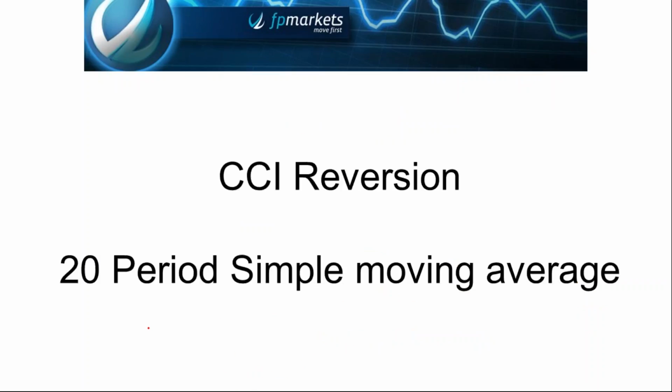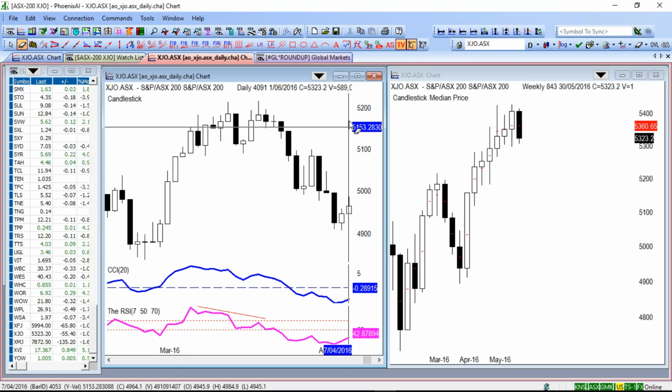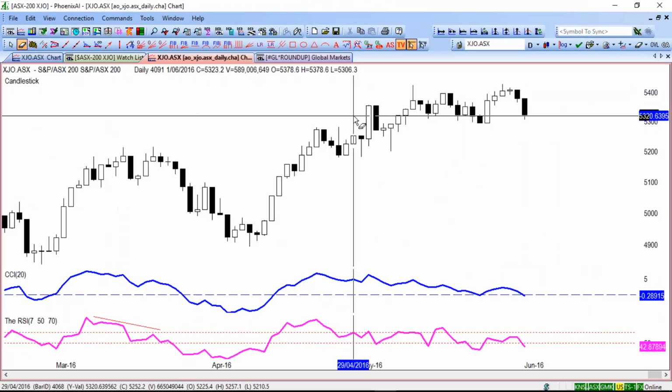So CCI is something we also talk about quite a bit. It is a simple reversion tool, the Commodity Channel Index, and a 20-period simple moving average is all it is. And I'll come back to my charts here. I'll use the index I've got up here.